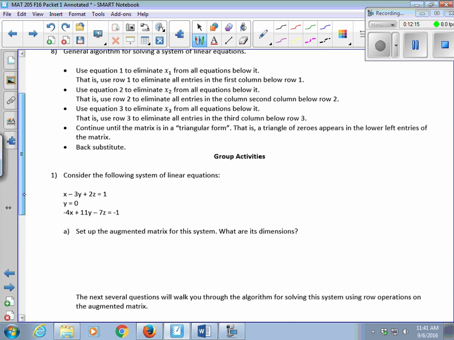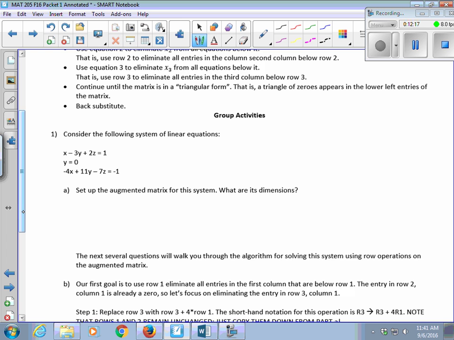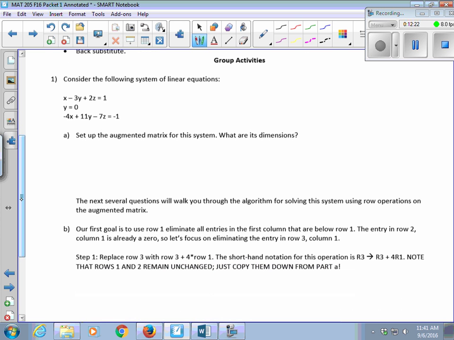This is hard, you need to do an example to see what they're talking about here. So in your group activities, it's going to walk you through every little step. It'll tell you what moves to make in this first example, and then hopefully you'll start to be able to predict what the moves are.